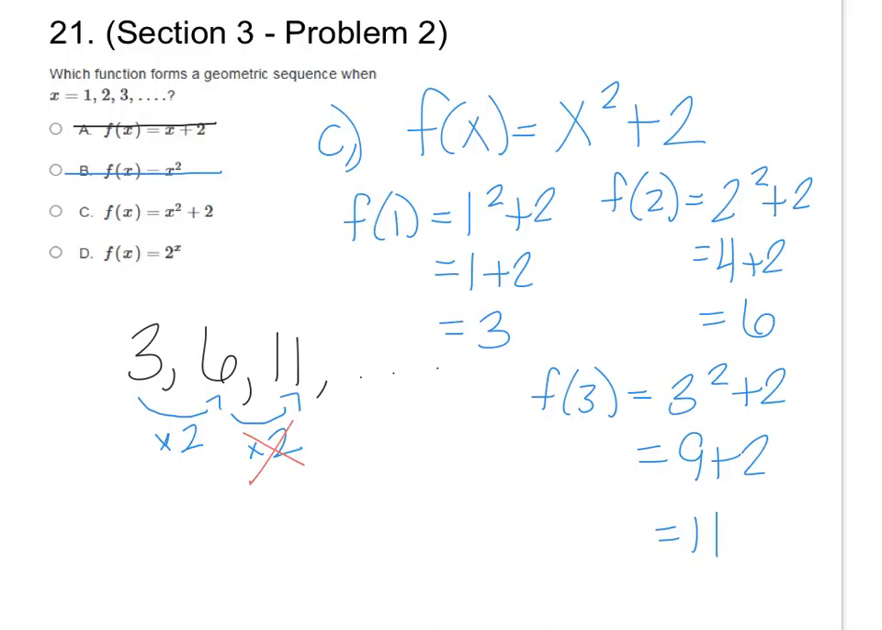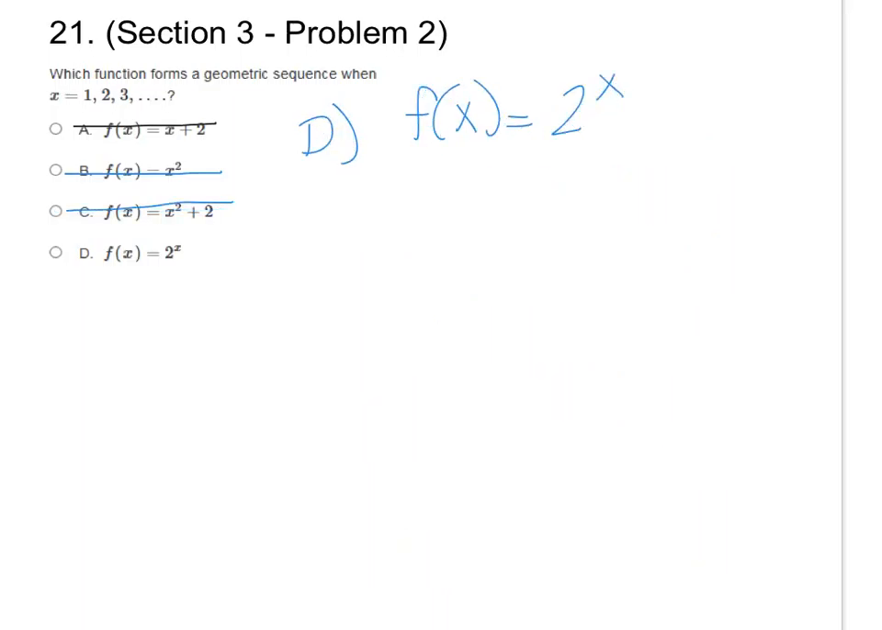If I take term number 3 and divide it by term number 2, so if I take 11 divided by 6, I get 1.83 repeating. So that's actually what I would multiply 6 by to get 11. So I can see here that C is not geometric, and then we'll go on and we'll check letter D.